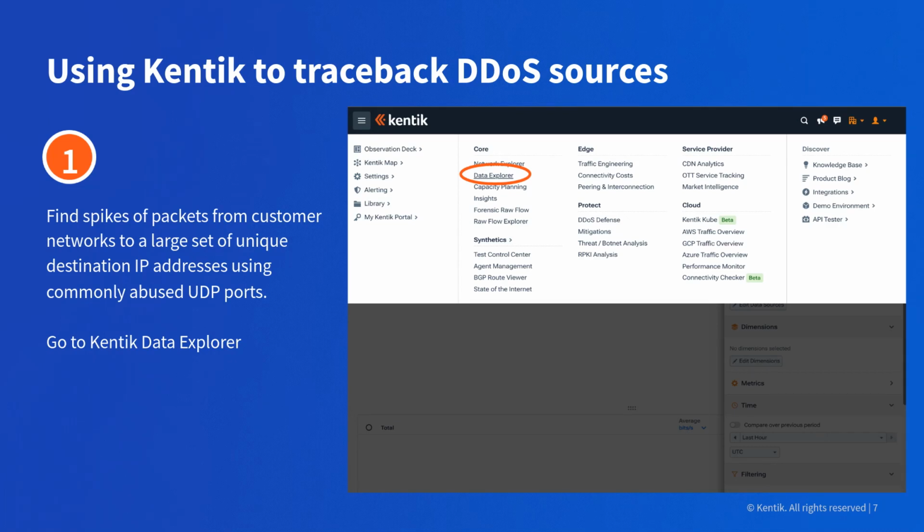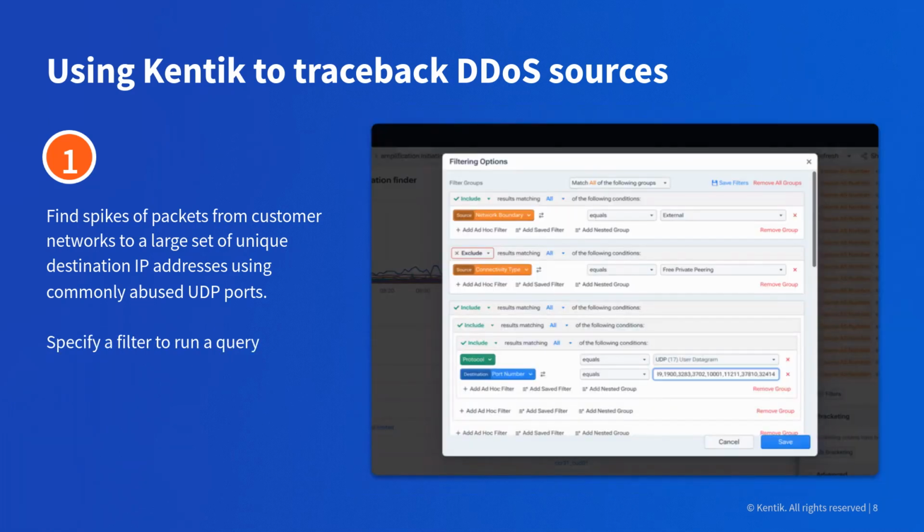So the first thing we're going to do is go into the Kentik Data Explorer, which is available from the main menu, to set up the initial view of how we're going to find these potential customer attack sources. What we're going to do is set up some filters. First of all, we're going to look at only traffic coming into the network from an external source, right? We're not going to look at backbone links or anything else like that, just external sources. In our case, we're also going to exclude private peers because the purpose of this workflow is to find customers, not peers.